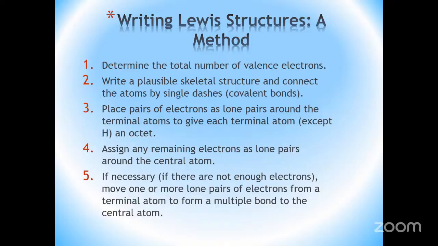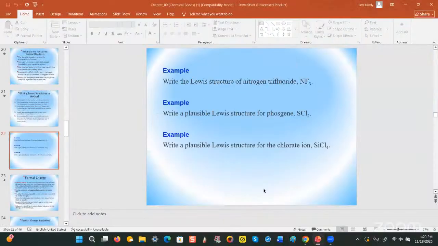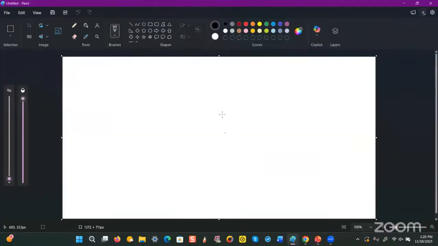The best way to learn how to use them is to go directly into some examples. So let's look at this first example here. This question says, write the Lewis structure of nitrogen fluoride. I'm going to show you stepwise how to go about doing that. So I'm going to need some space, so let me open this up here. NF3 is what you're given.